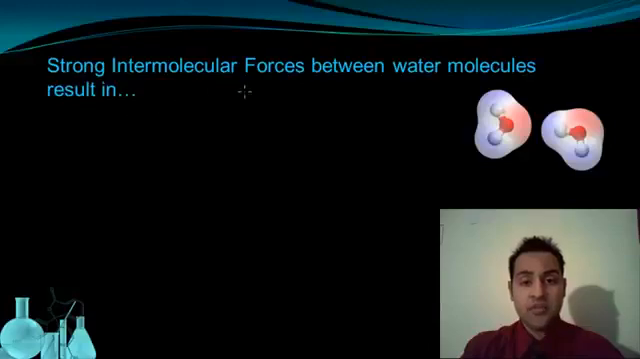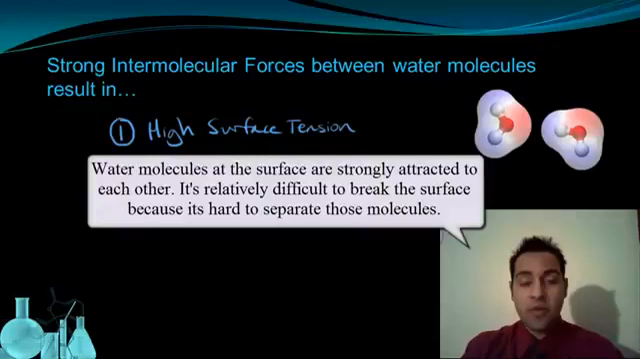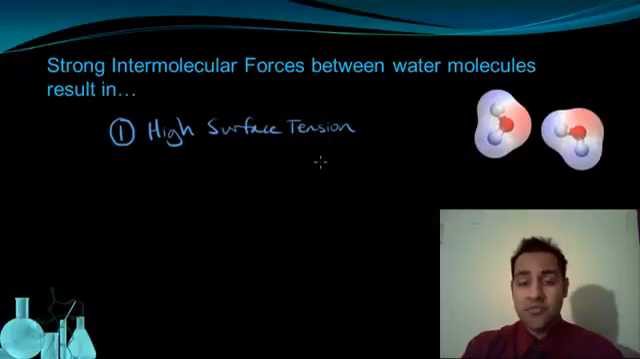The strong intermolecular forces between water molecules result in a couple of properties. The first that we're going to look at is surface tension. Water molecules exhibit a very high surface tension relative to other liquids. This is because the molecules at the surface of water exhibit a strong pull towards each other based on their hydrogen bonding. This allows the surface of the water to remain unbroken even if something like an insect is walking on it.